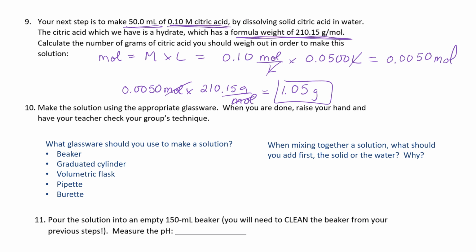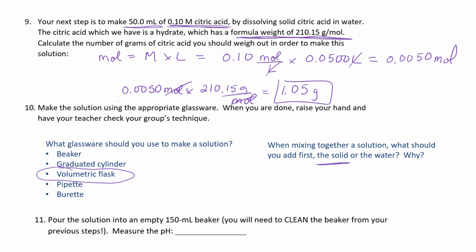Cool. And when you want to make a solution, pause the video for a moment and read through these options. Which glassware should you use to make a solution? This is something you could be tested on, so you want to think about it. Okay, the correct answer for what you should use to make a solution in is a volumetric flask. I'll show you a picture of that on the next slide. And when you make a solution in a volumetric flask, what should you add first, the solid or the water? So pause and think about that one. The correct answer is you want to add the solid first.